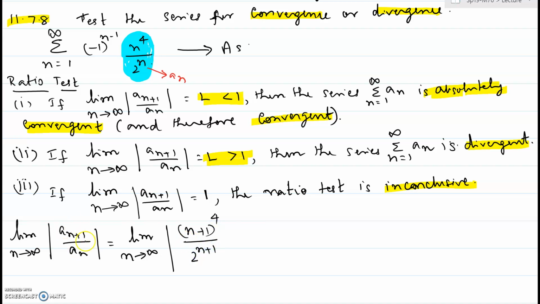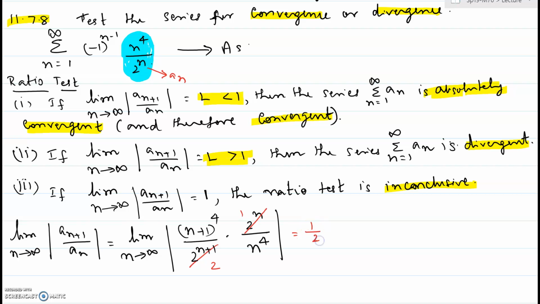plus 1, and that is for an plus 1, and we are dividing by an, so we can flip and multiply, so that will become 2 to the n over n to the power 4. I am just flipping the numerator and the denominator here because we are dividing by an. So we can reduce this one, we can cross out the common factors. So 2 to the n, and this is 2 to the n times 2. So it will be left with the 2. And we have, on numerator it is 1, denominator is 2.